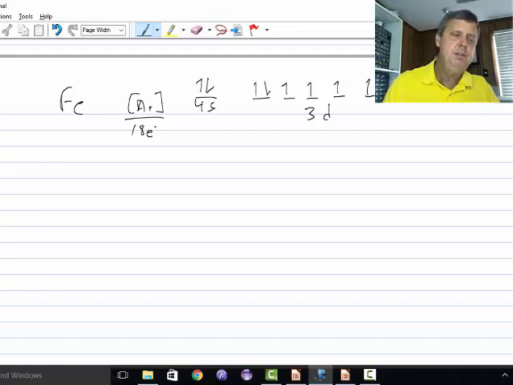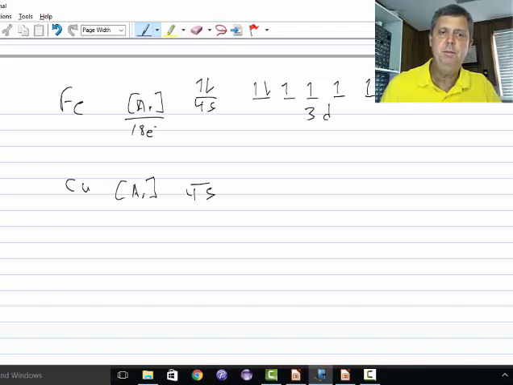I think it helps to look at, as far as exceptions to the octet rule, you can do the same thing with chromium. I want to look at copper, to show you copper. Again, it'll be the same thing. The 4s and the 3d. 4s has 2 electrons, the 3d has 1, 2, 3, 4, 5, 6, 7, 8.